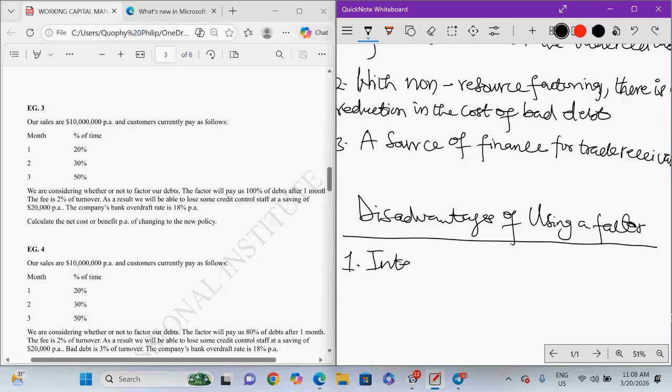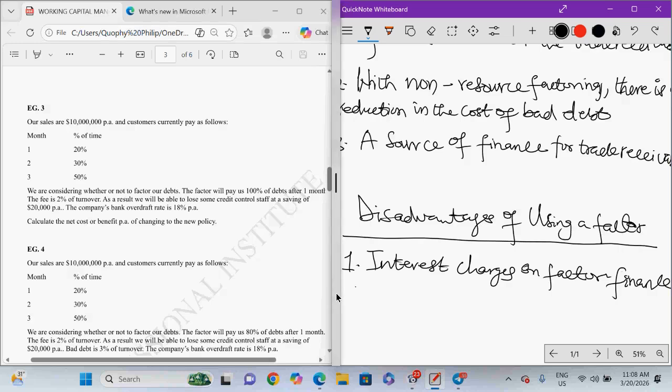You pay interest for their service, right? So interest charges on factor finance are likely to be higher than other sources of finance.